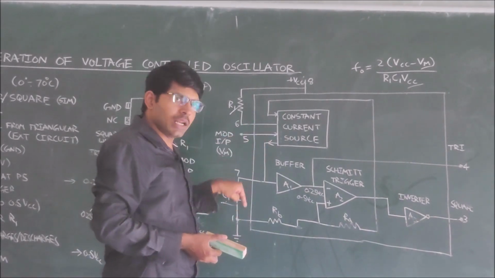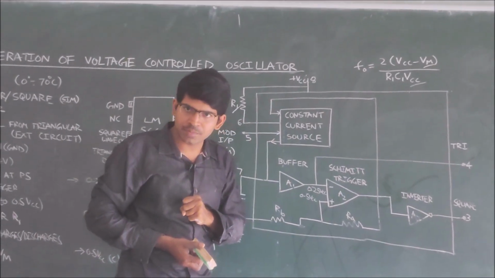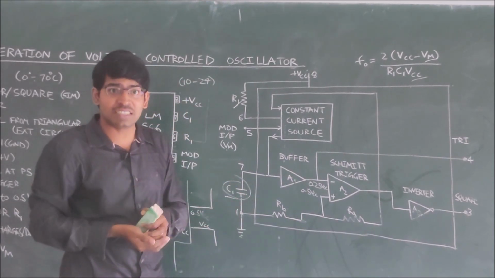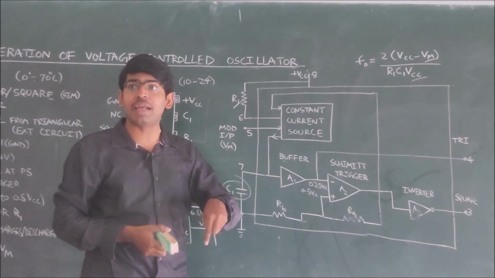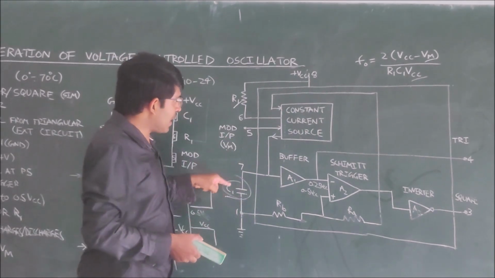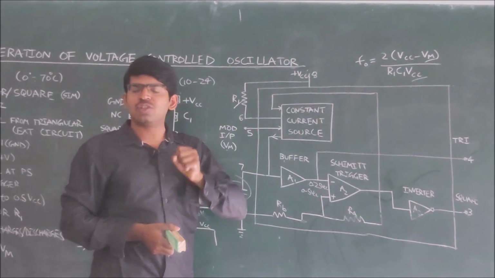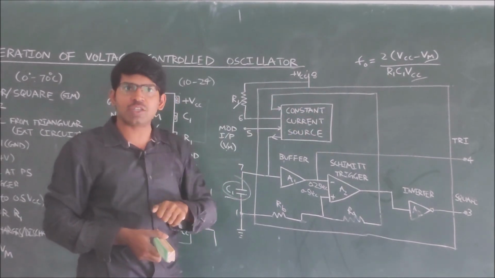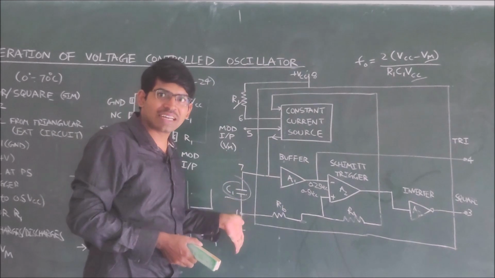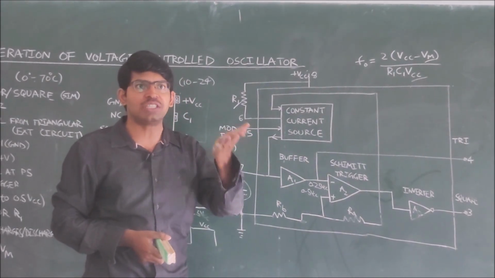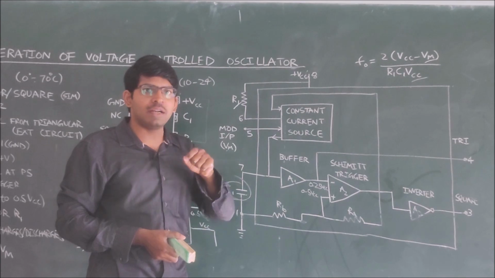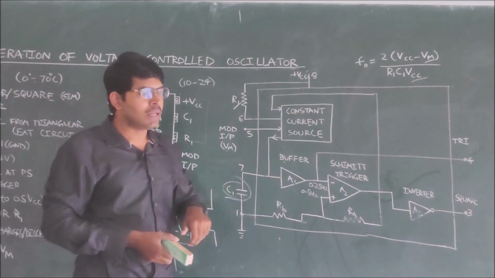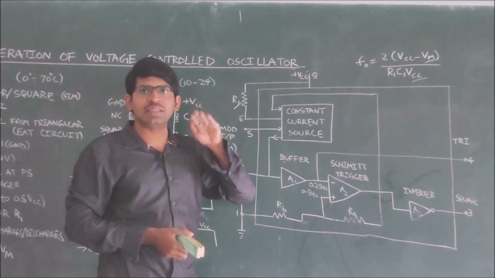We are using two external components, R1 and C1. This capacitor is the main element for the charging and discharging, which will decide our triangular wave. This capacitor is connected to a constant current source. Because of the constant current from this constant current source, the capacitor voltage rises linearly instead of exponentially. In order to make the voltage across the capacitor rise linearly, we are making the current constant.